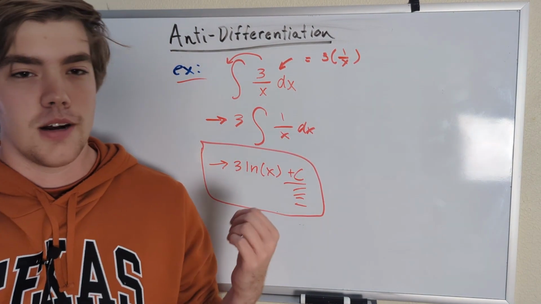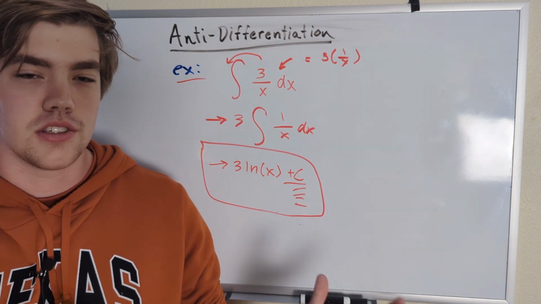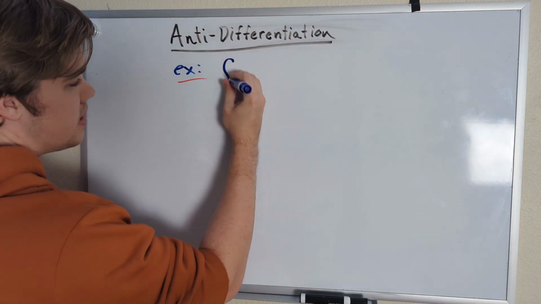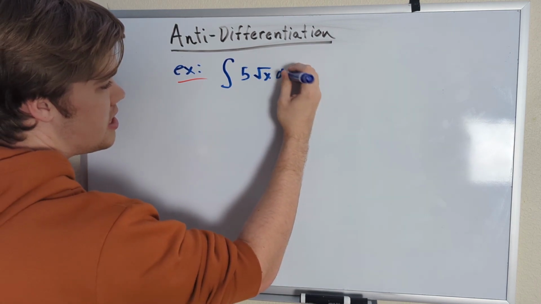Sometimes, like derivatives, these problems aren't all that difficult to solve. They're a little bit weird to get used to simply because you're going backwards instead of forwards like you're used to currently, but they're not too bad. Let's keep going with our example. Let's find the antiderivative of 5 times the square root of x dx.